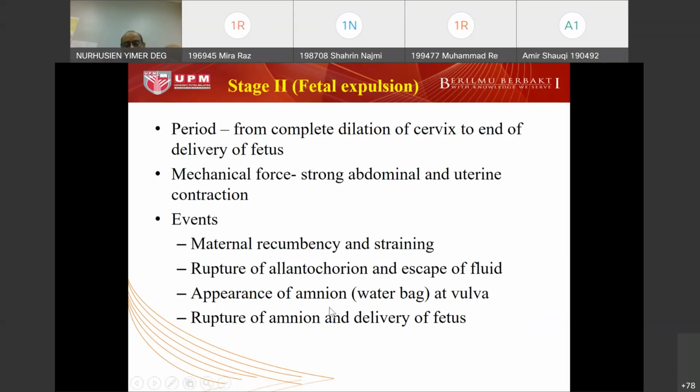And then this will be followed by the breakdown of the second fetal sac, which is the amnion, also known as the water bag. Once this ruptures, a lot of fluid will be discharged from the vulva. You'll see the broken part of the membrane being visible outside the vulva. Ultimately, once all these membranes are broken down, the fetus will be exposed and delivered, if no obstacle is there and the whole process is normal.